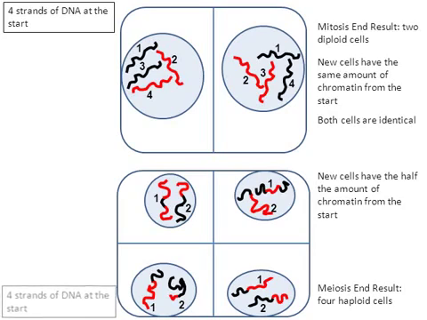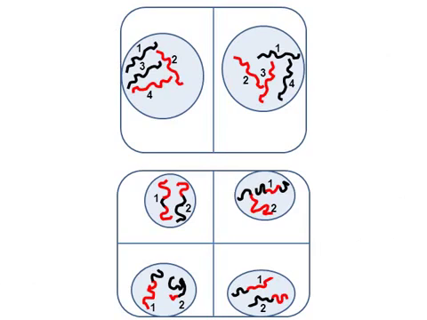Another thing I want to point out is that each cell is genetically unique. Each cell has a unique mixture of red and black strands of chromatin because of the process called crossing over, which took place way back in prophase number 1. So that is one of the major differences of meiosis, which does not happen during mitosis. And this really will conclude this video right here.